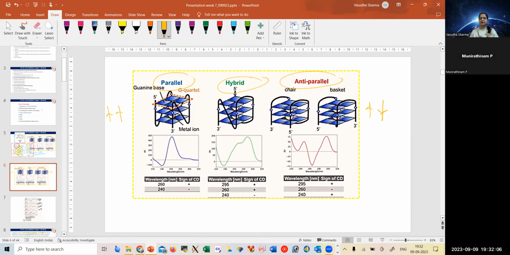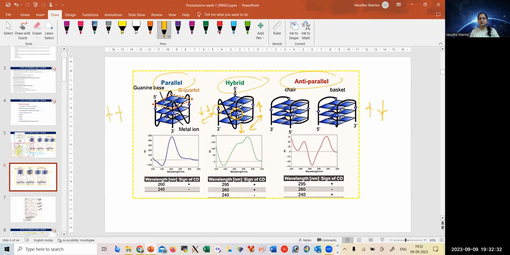When we talk about the hybrid, it has a combination of both parallel and anti-parallel. If you see over here, this is down and this is up, so this is a combination of anti-parallel, whereas this is down and this is down, so both have a parallel combination. That's why it is called a hybrid. So these are the different possible topologies of guanine bases, that quaternary arrangement over there.